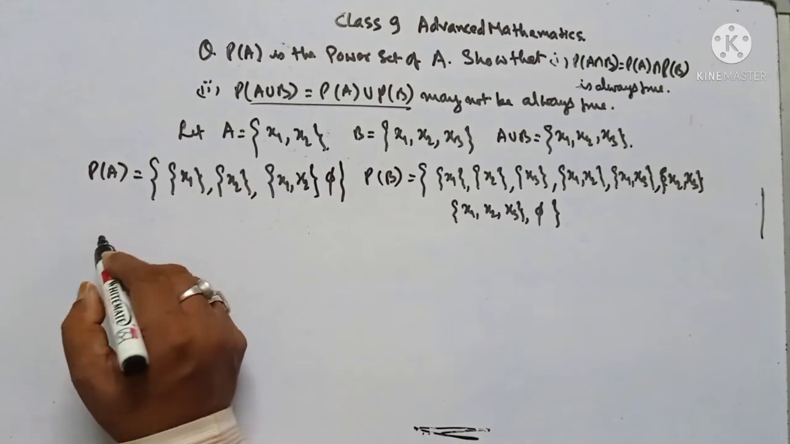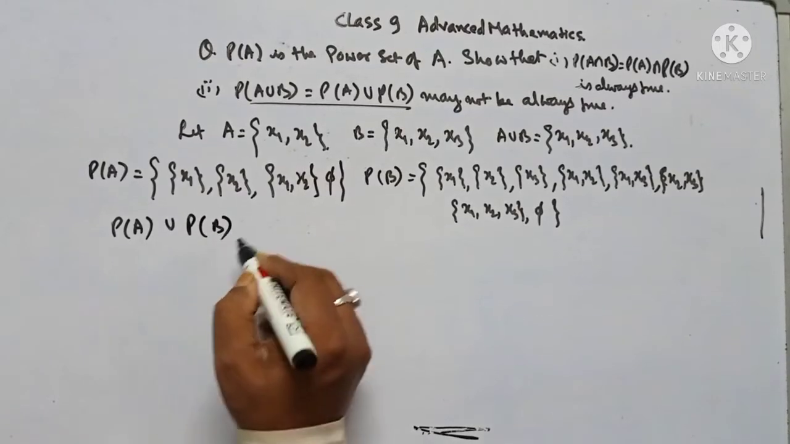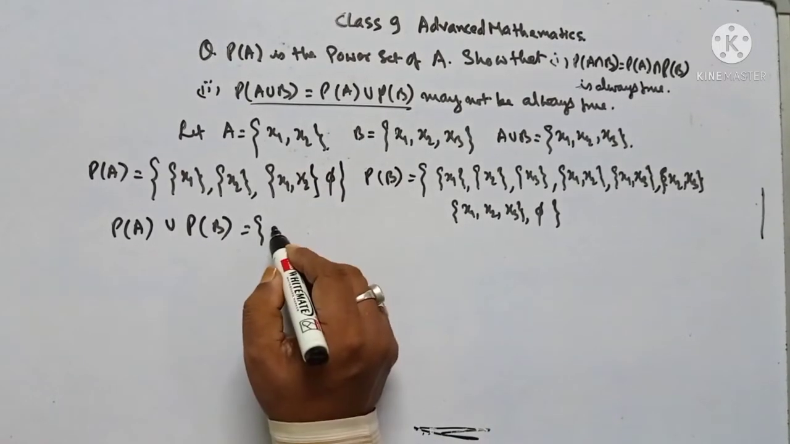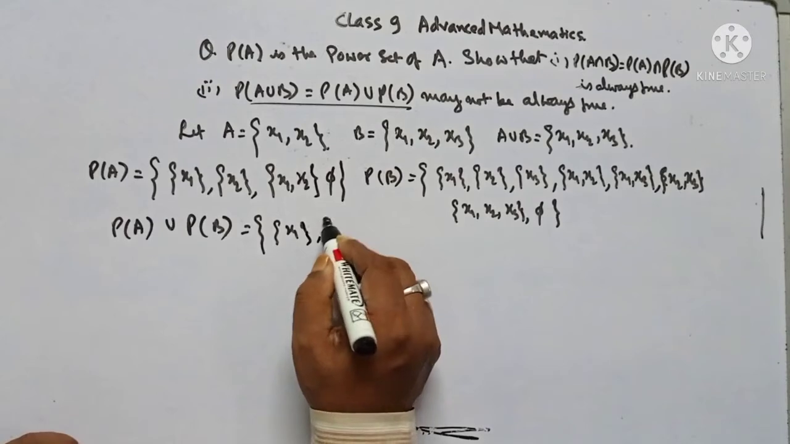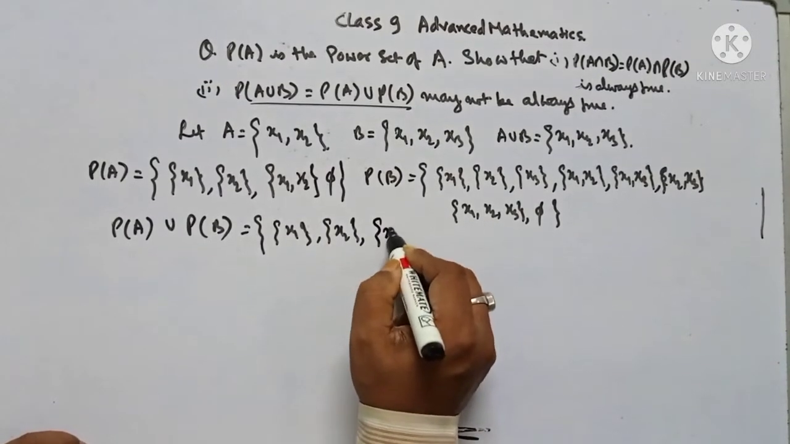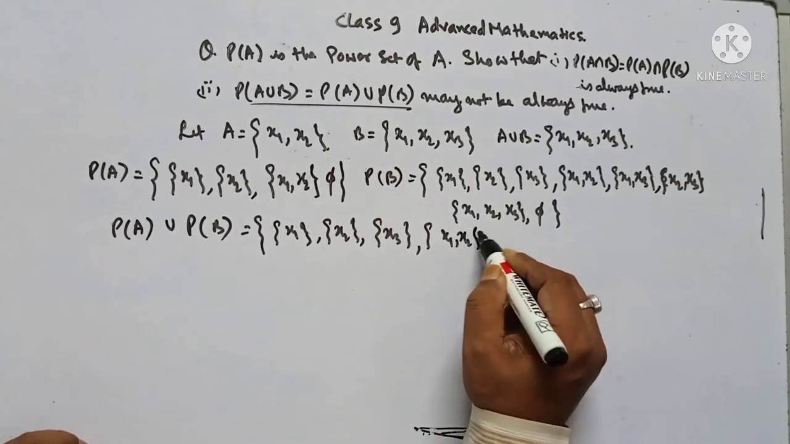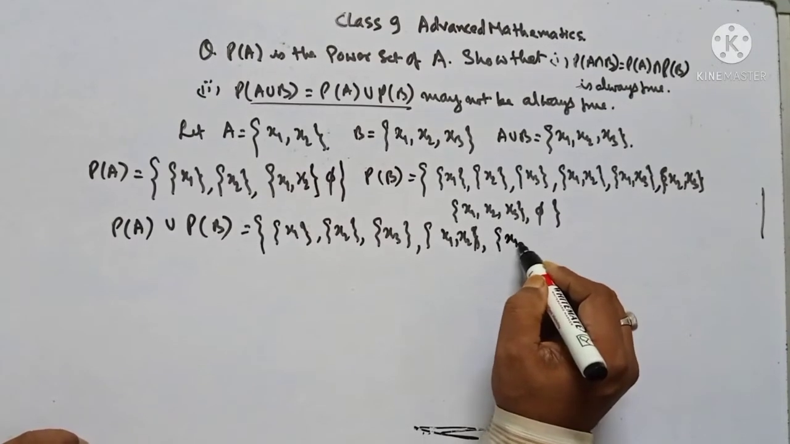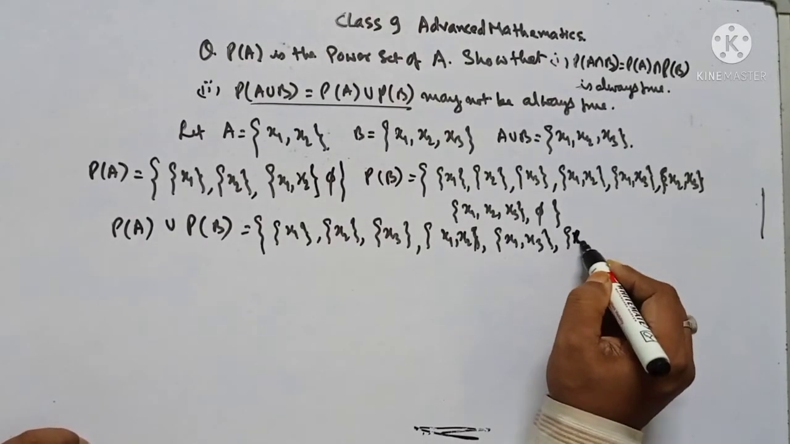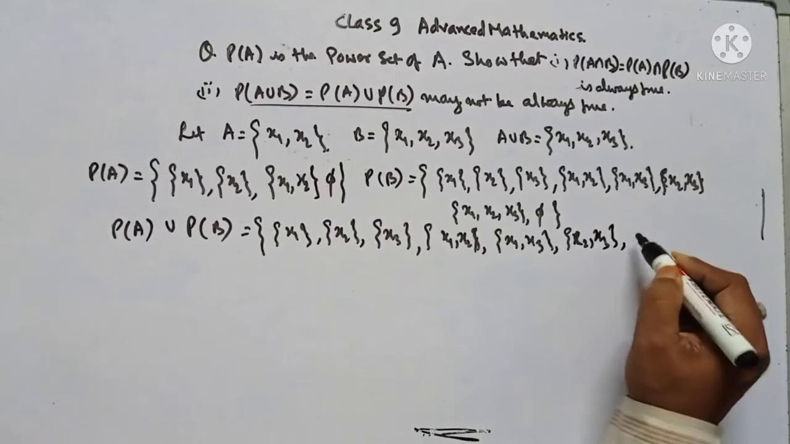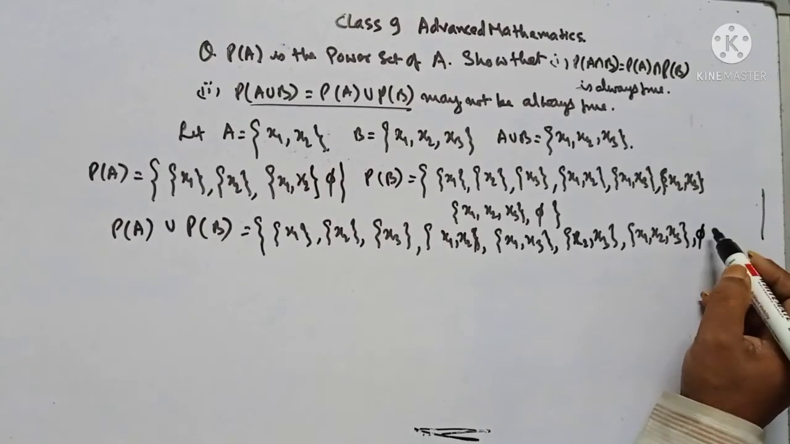So here you see that P(A) ∪ P(B), this set will be {x1}, {x2}, {x3}, {x1, x2}, {x1, x3}, {x2, x3}, then {x1, x2, x3} and then phi.